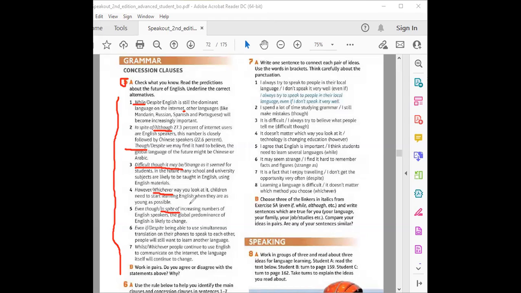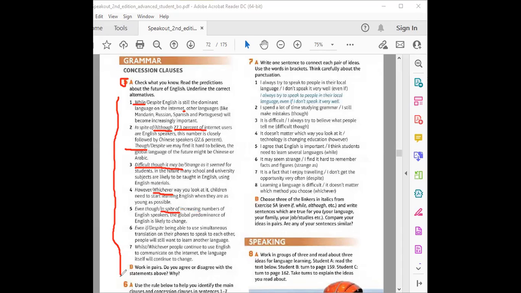It doesn't come before a clause with a subject. Look here, 27.3%. This is why we didn't choose in spite of. But here, in spite of increasing numbers of English speakers, the global predominance of English is likely to change. Yes, it's likely to change. All studies say so. Right. So in spite of.